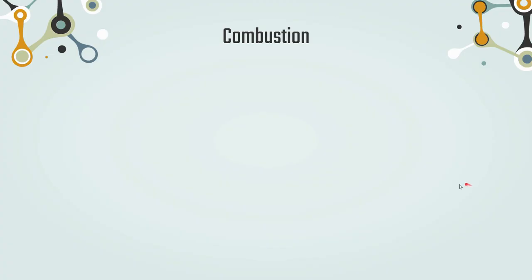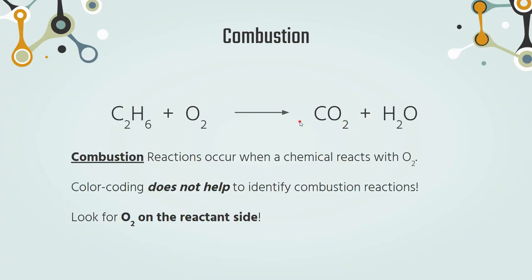And our last type of reaction is combustion. Combustion is a little bit different. Combustion reactions occur whenever a chemical reacts with O2, or oxygen. Color coding isn't as helpful to identify combustion reactions. You can color code, it just doesn't help as much. But your clue is to always look for O2 on the reactant side. If you see O2 on the reactant side, it is definitely a combustion reaction.